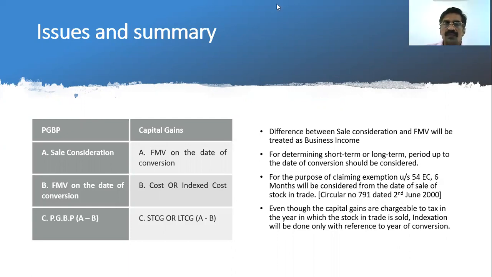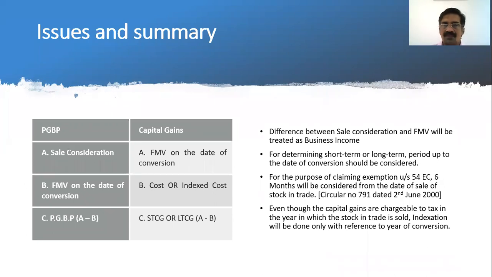So again, the last point which we already mentioned: though the capital gains are chargeable to tax in the year in which the stock in trade is sold, indexation will be done only with reference to the year of conversion, because the year of conversion is your year of transfer. Taxability and year of transfer, once they are different, we have a very interesting challenge.